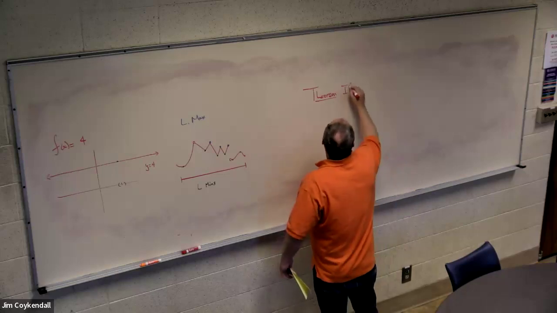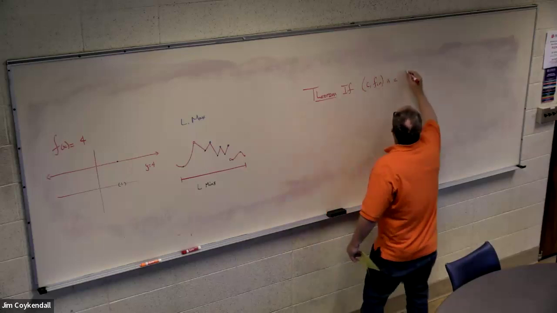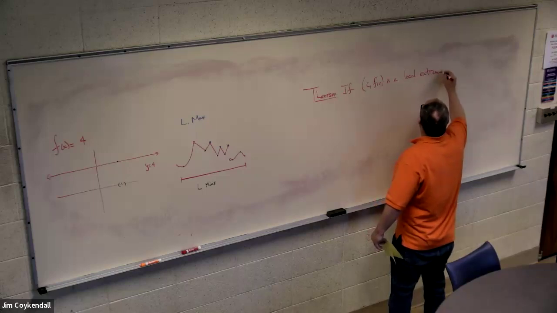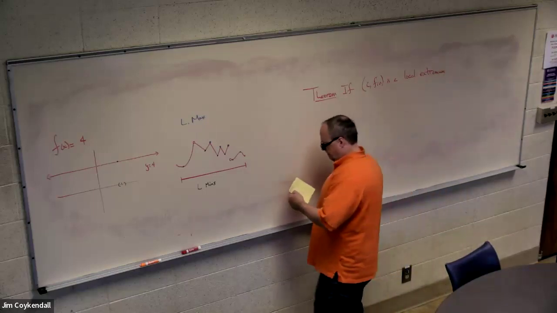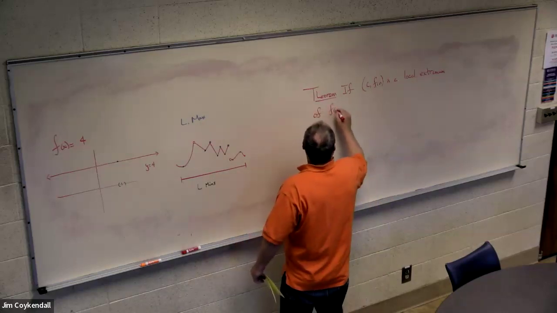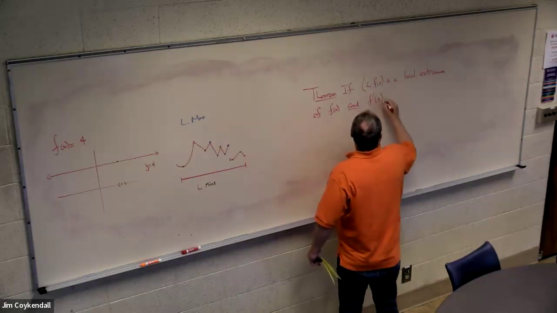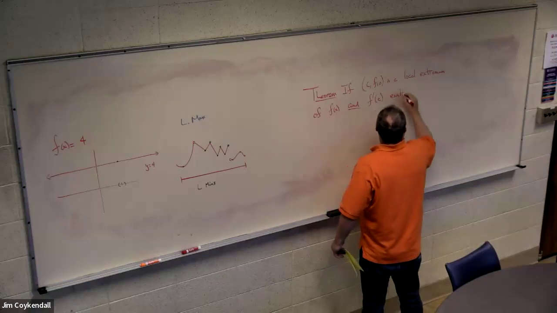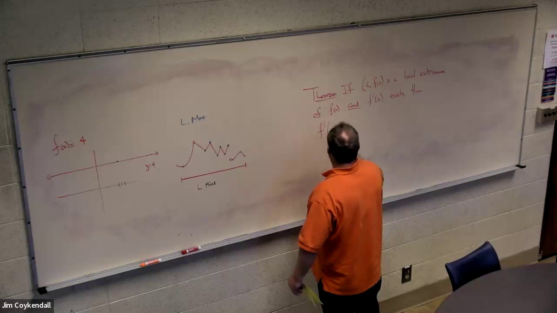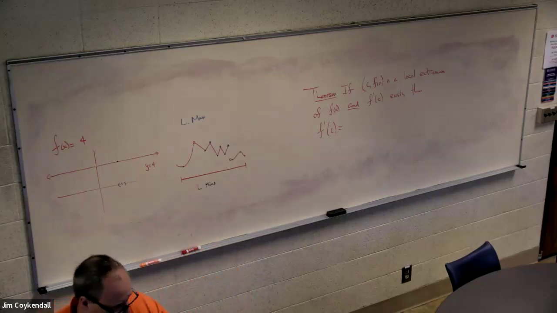Theorem: if f of c is a local extreme of f of x, and f prime of c exists, then f prime of c equals what? What do we guess?